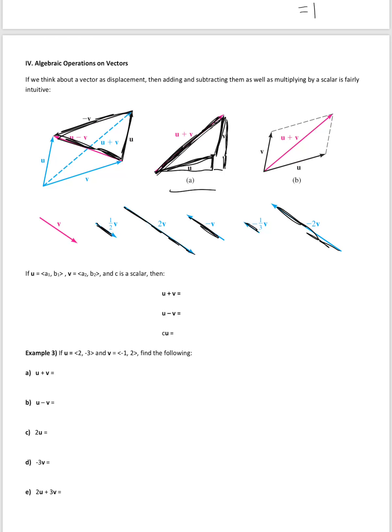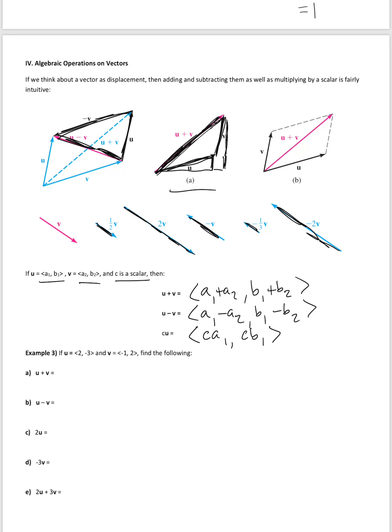So in general, if I have two vectors, a1, b1, and a2, b2, those are my horizontal and vertical displacements, components, and then c is some scalar, some number, then to think about adding u plus v is just adding the horizontal components and then adding the vertical components. Subtracting u minus v, that's subtracting the horizontal components and subtracting the vertical components. And then multiplying by a scalar, it's just multiplying each component by that scalar. So really, really straightforward, I hope.